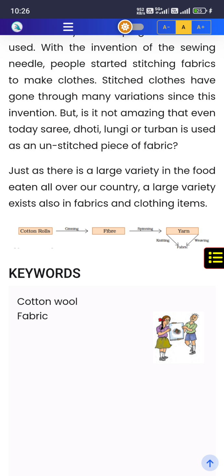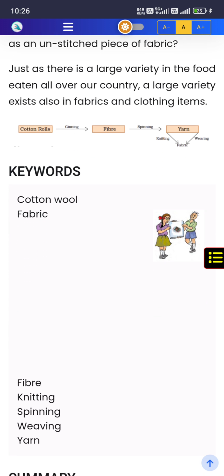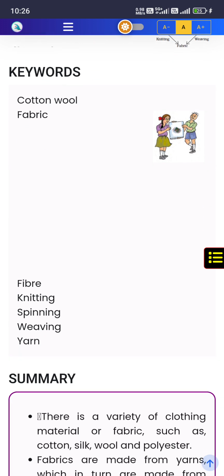So cotton rolls through ginning are made into fiber, then through spinning they are made into yarn, and using knitting and weaving the fabric is made. So there are only a few keywords: cotton wool, fabric, fiber, knitting. What is cotton wool? Cotton wool is a flower that is derived from the cotton plant, and then the flower is converted into fibers, and then the fibers are ginned together to make cotton wool.